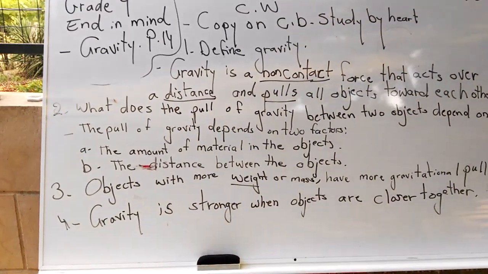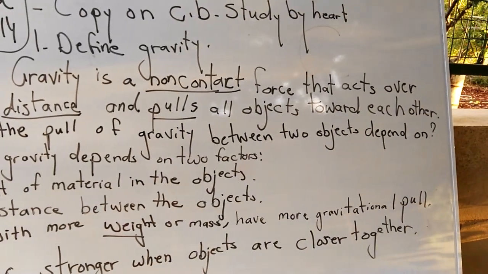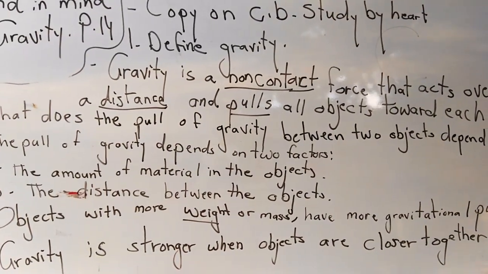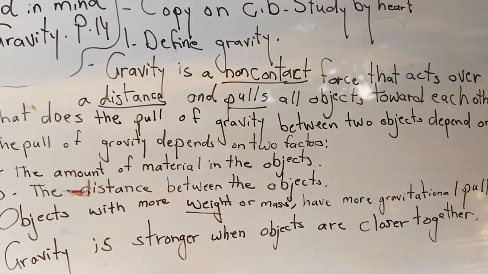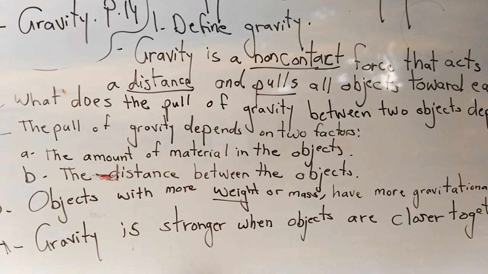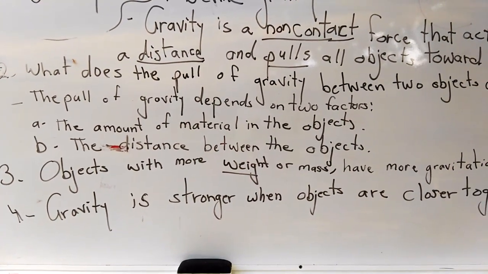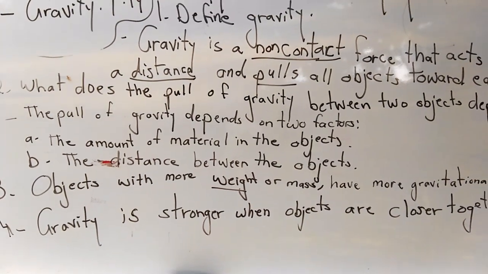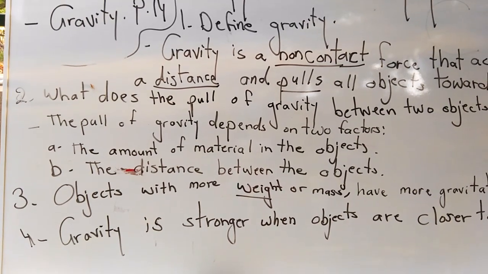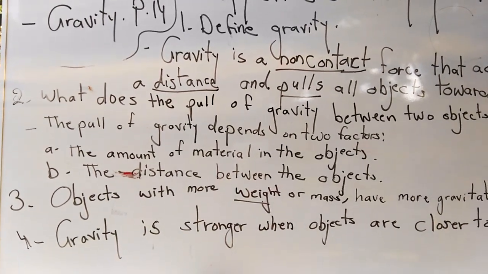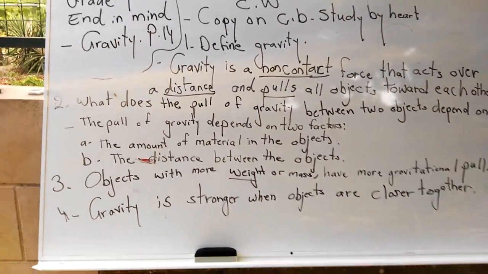Number 2, what does the pull of gravity between two objects depend on? So, the gravity of the ground is pulling the pen towards it. The pull of gravity depends on two factors. The amount of material in the objects. If I have a pen, the weight or the mass of the pen is not too heavy. And the distance between the objects. What does it mean?